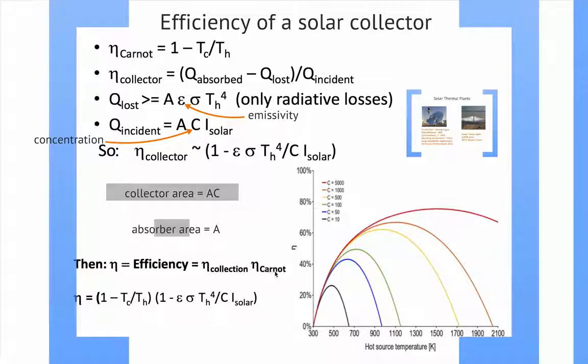So we need to compute all these different terms here. First we'll start with the Carnot because that's easy to compute. Right? It's 1 minus Tc over Th. Tc is the temperature of the cold part, Th is the temperature of the hot part.